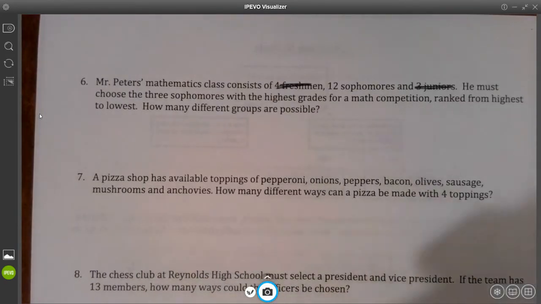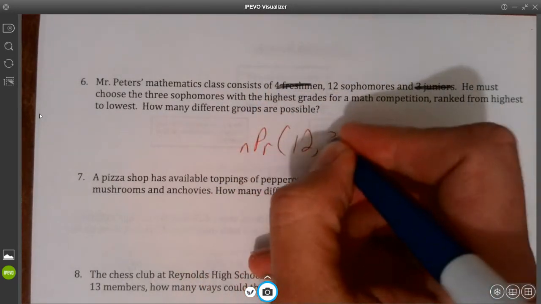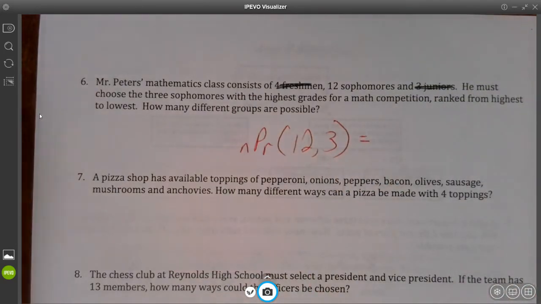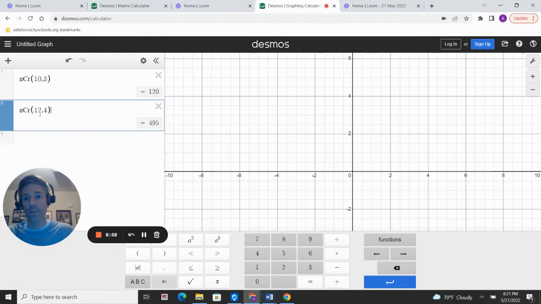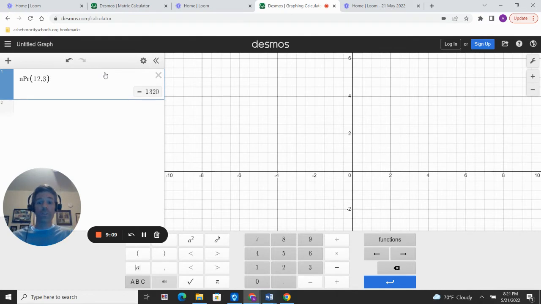So we're going to have nPr, 12, 3, there it is. And if you really care, and you probably don't, I could do it more than one way. So let me clear out what I have here just so it doesn't clutter my screen. I'll keep this floating head where it is. nPr, 12, 3, and I get 1,320. So 1,320 different ways that Mr. Peters could choose 3 sophomores from the 12, and they be ranked in the top 3.